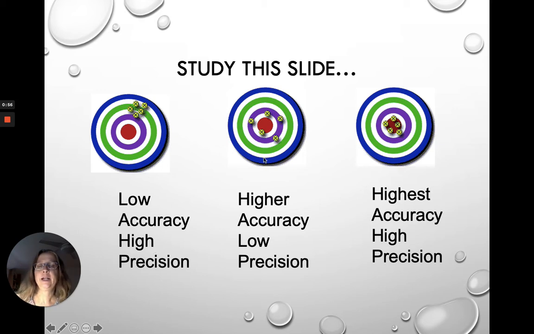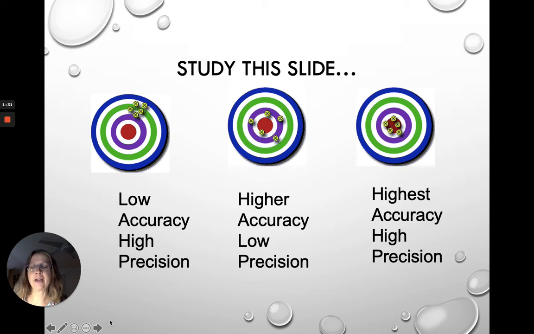Let's look at the second target. In this case, he got a lot closer. The 5 darts were much closer to actually hitting the red bullseye, but they're all kind of spread out. So we would say this dartboard represents higher accuracy, but low precision. And then the final dartboard, you notice that he's hit the bullseye each and every time, and that the darts are very close and they're all on the bullseye. So this would be the highest accuracy and high precision.